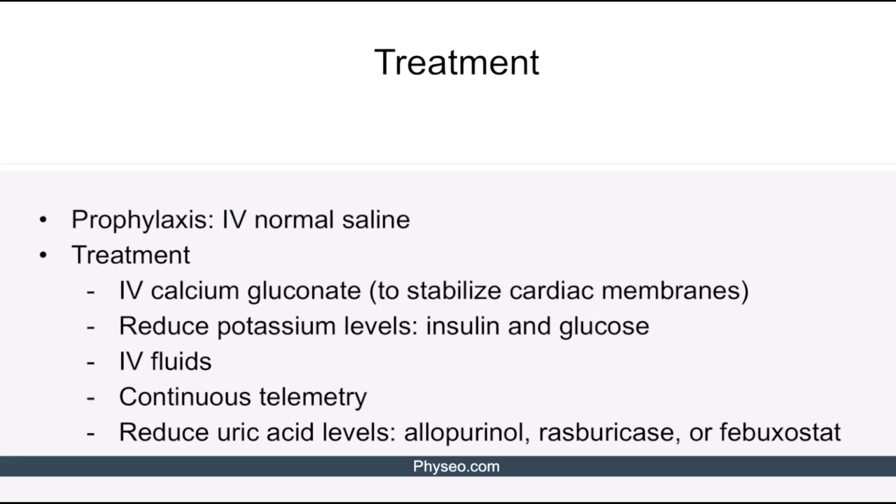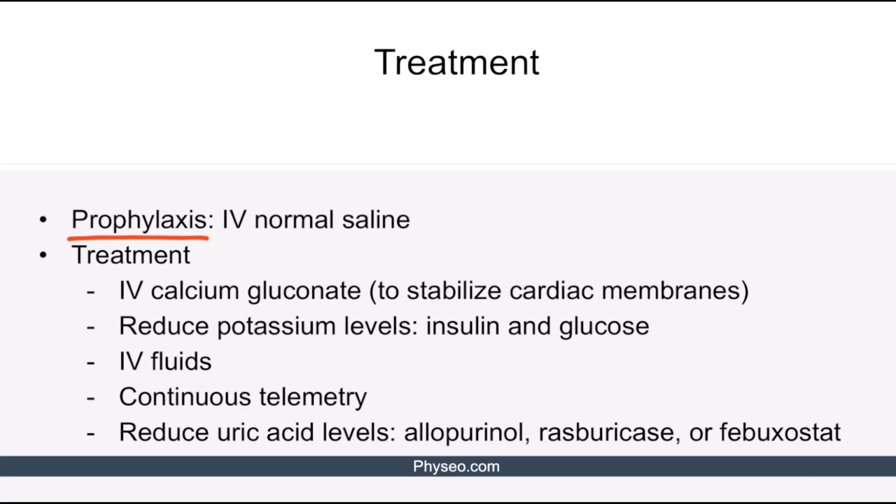Given the severity of tumor lysis syndrome, clinicians should strongly consider prophylaxis with IV normal saline for all patients who are at risk of developing this disorder. And the goal is to flush all of the electrolytes out of the bloodstream and the kidneys in order to prevent tumor lysis syndrome from happening in the first place.